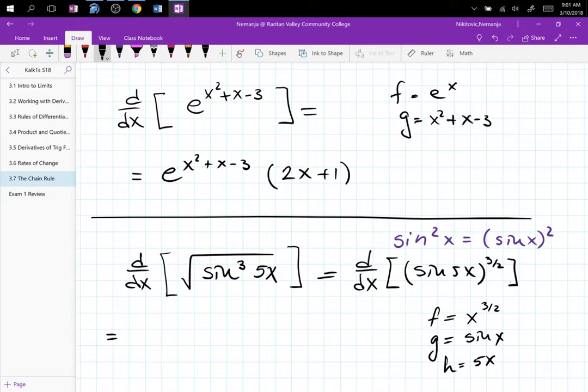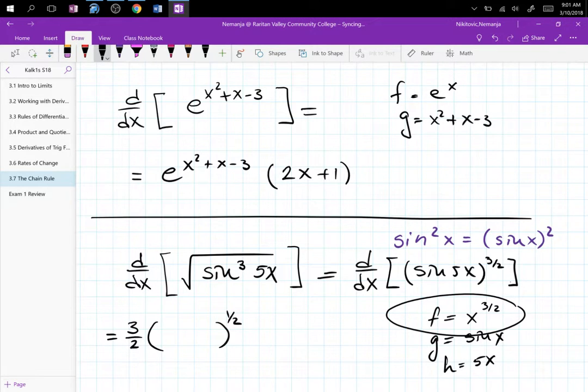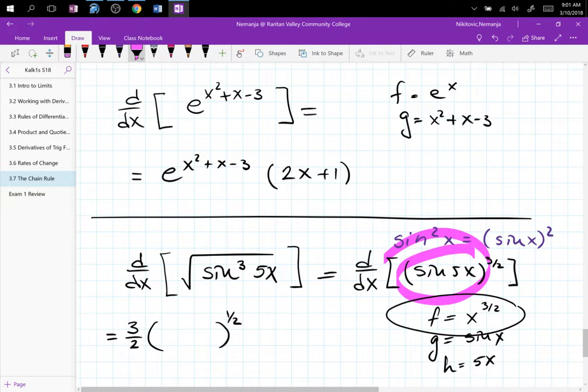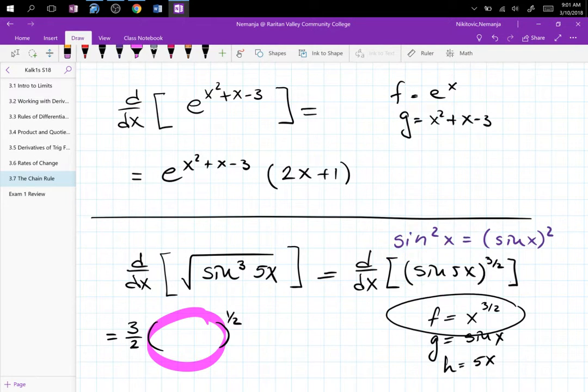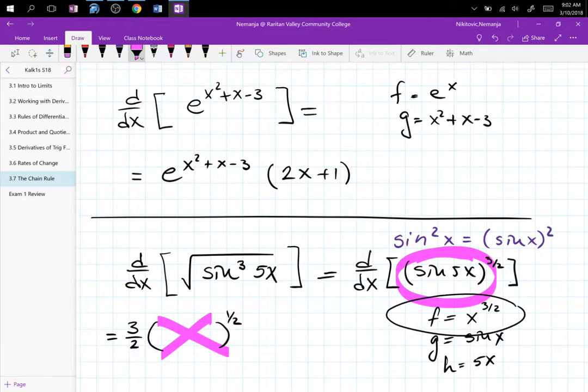All right, well, let's start with the outer layer. The derivative of x to the 3/2 must be 3/2 x to the 1/2. Now observe what I did. I didn't write the x. I put the parenthesis because whatever is in parentheses here will go there, which is sine 5x. So that's the way I learned it. It was visual for me to say, oh, this is 3/2 x to the 1/2, but I will not write x. I will write whatever the parenthesis tells me to write.